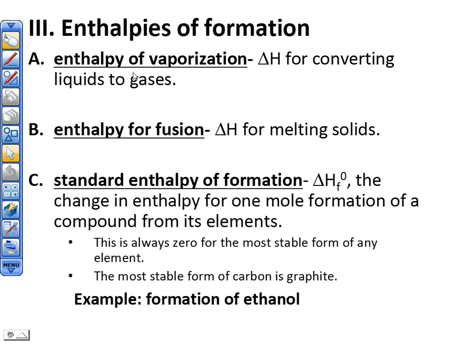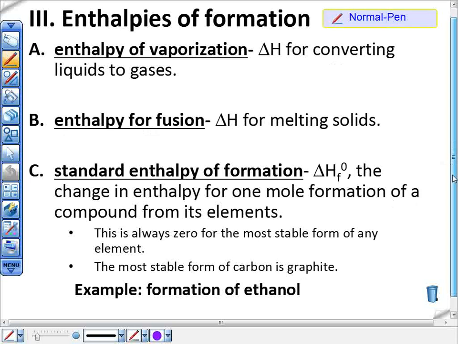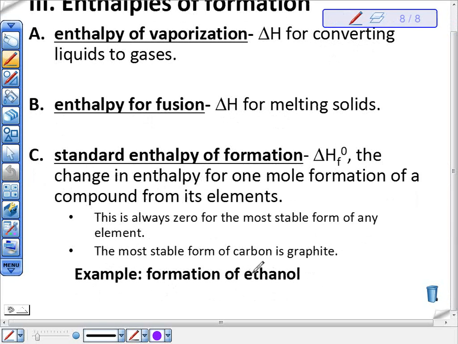So we did not get a chance to do this, but we'll try to do this tomorrow. But the formation of ethanol. So ethanol is C2H5OH. That's an alcohol, C2H5 (CnH2n+1) plus an OH. This would be made from carbon, and it would be made from hydrogen, which is H2, and it would be made from oxygen, which is O2.